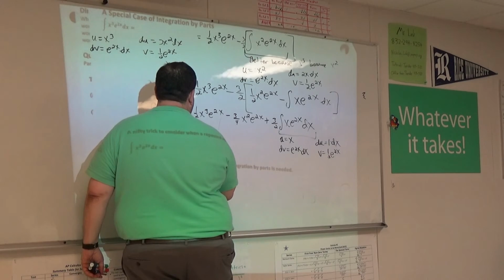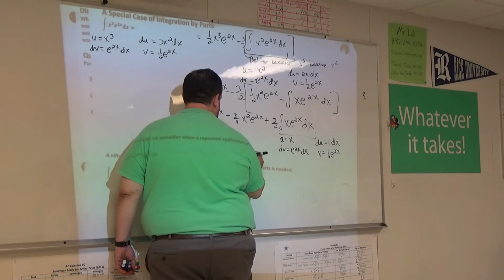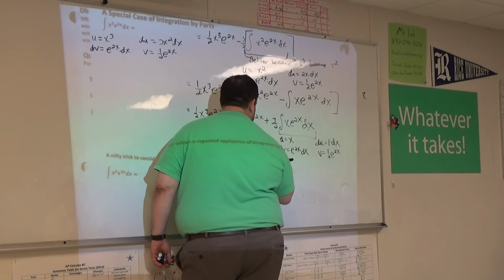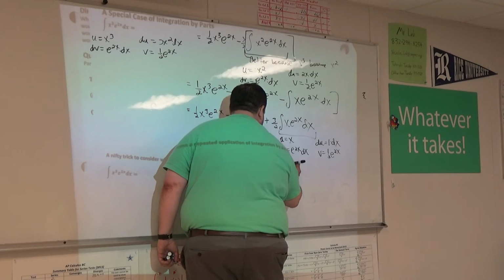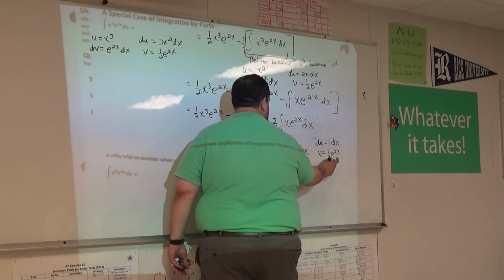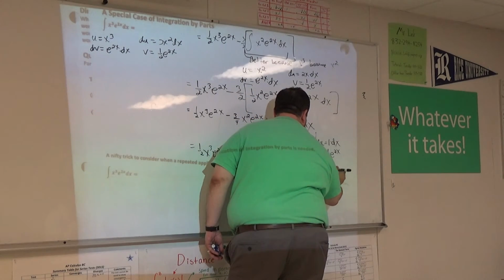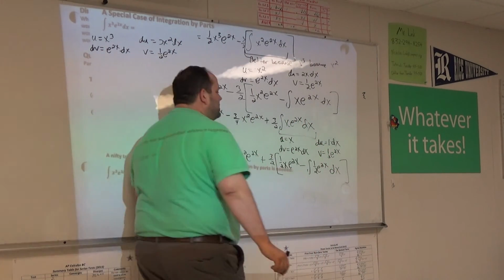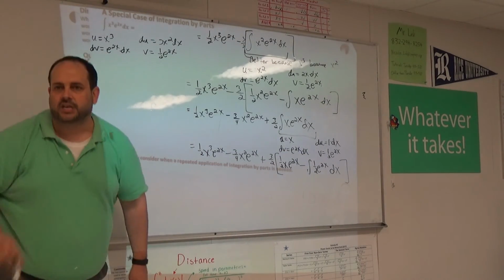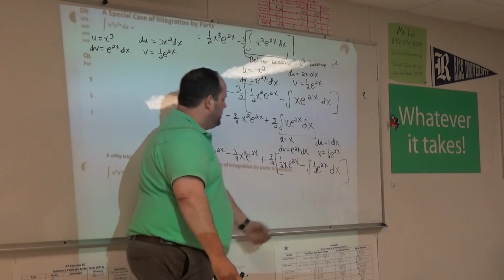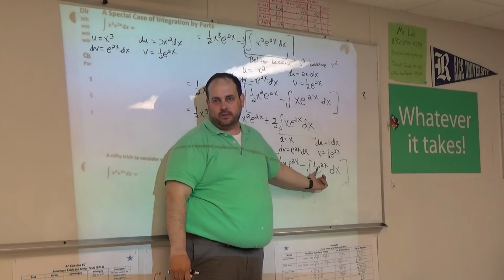1/2 x cubed e to the 2x minus 3/4 x squared e to the 2x plus 3/2 of UV, 1 half x e to the 2x, minus the antiderivative of v du, 1 half e to the 2x dx. That looks horrible, but here's the good news. You've done it. We actually do know how to integrate 1 half e to the 2x.